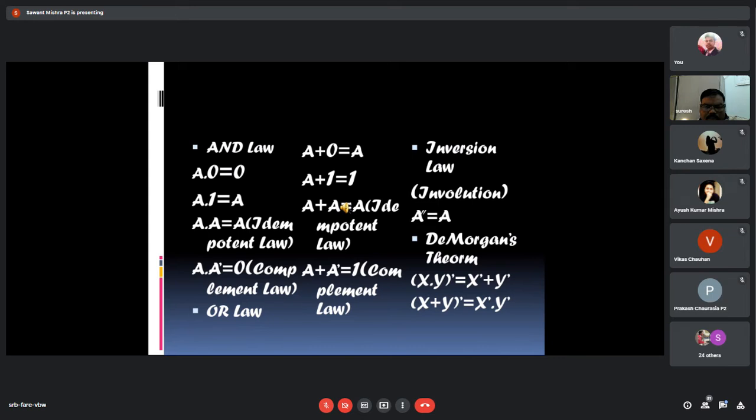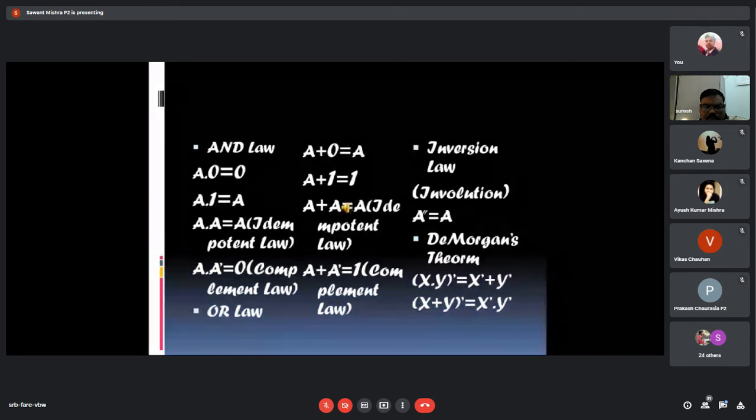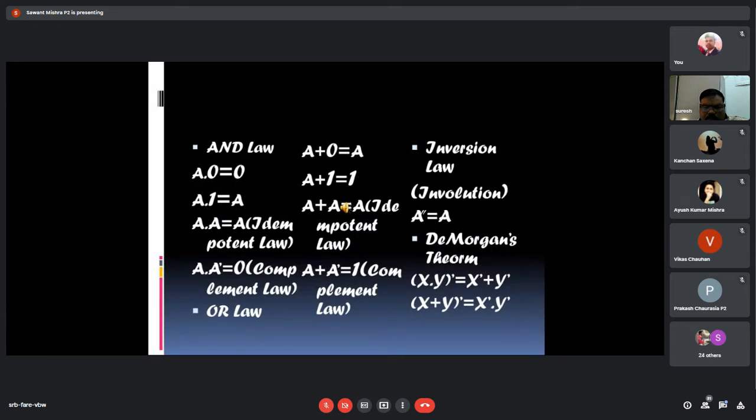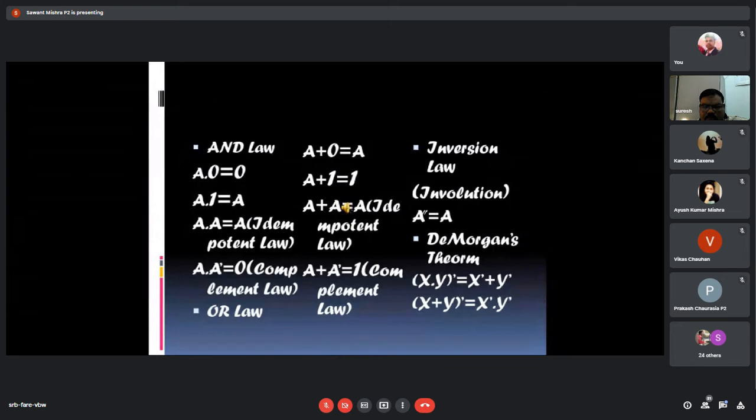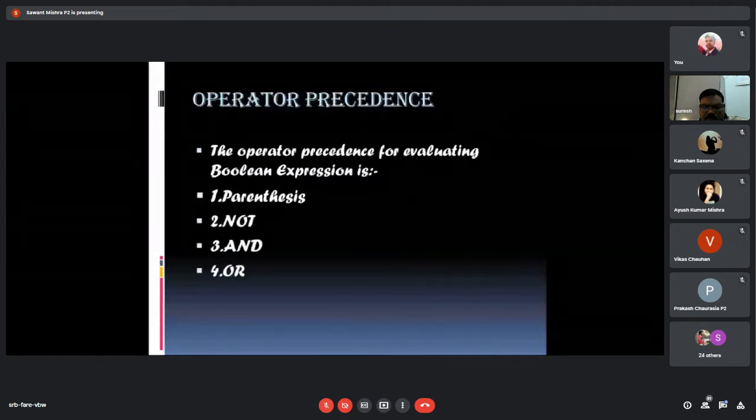According to De Morgan's theorem, X dot Y whole complement is equal to X dash plus Y dash, and the second part is X plus Y whole dash is equal to X dash dot Y dash.